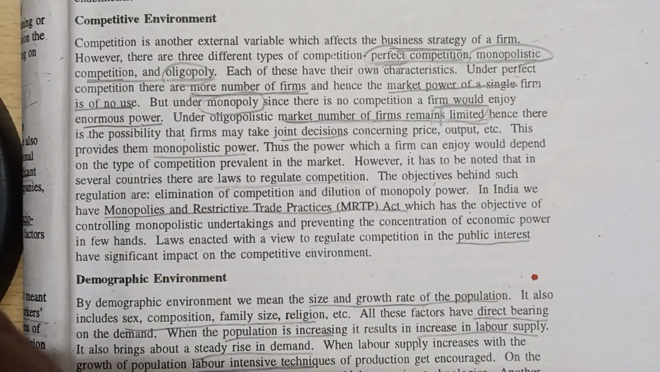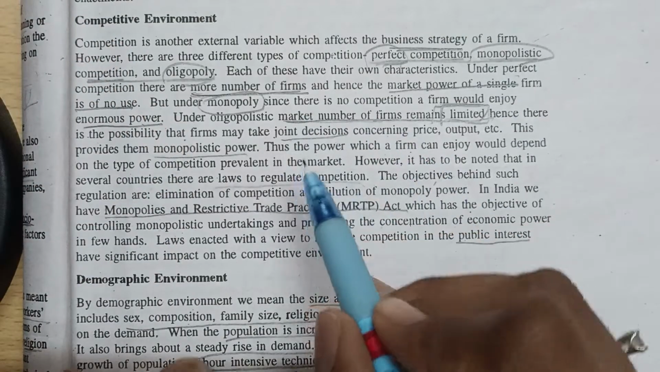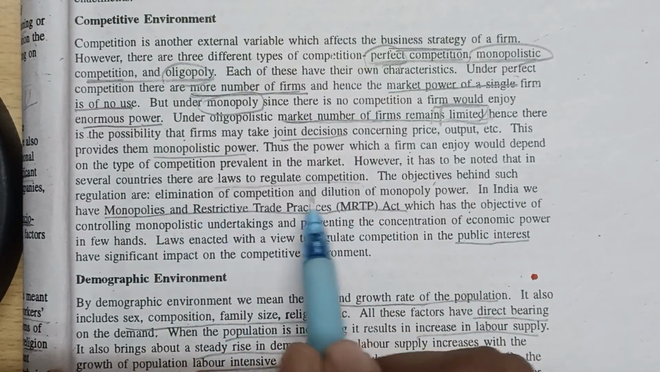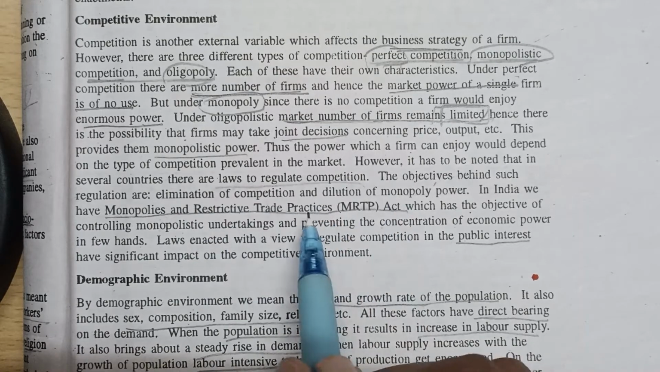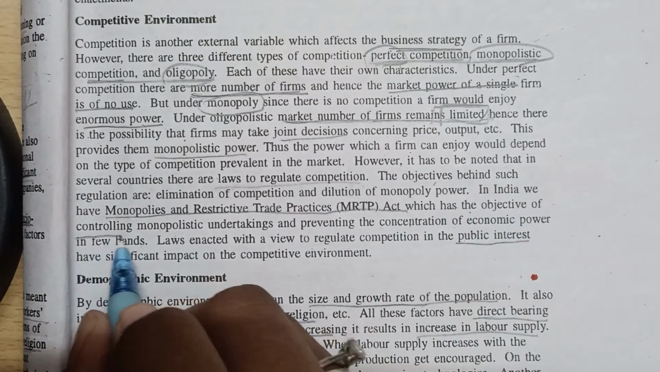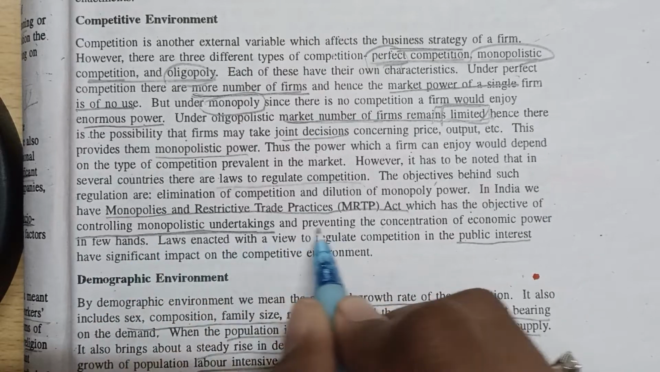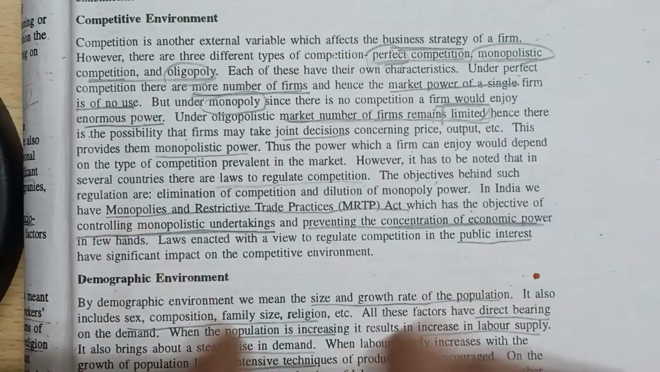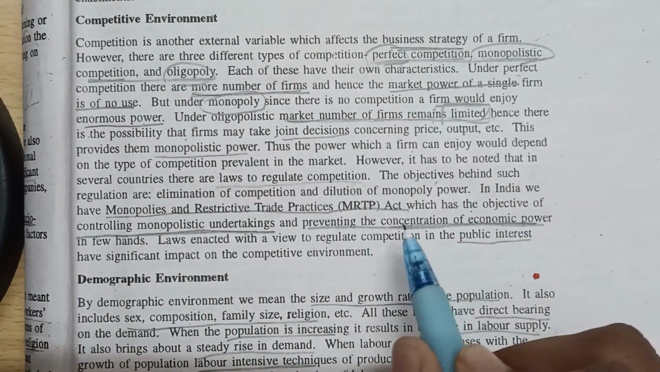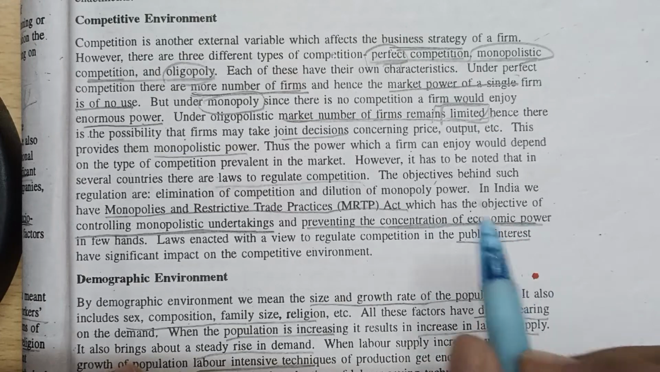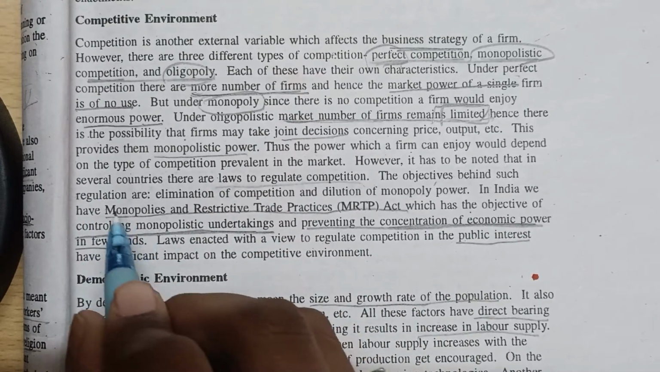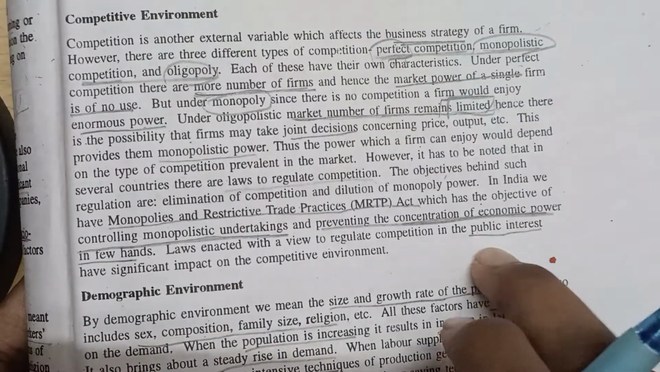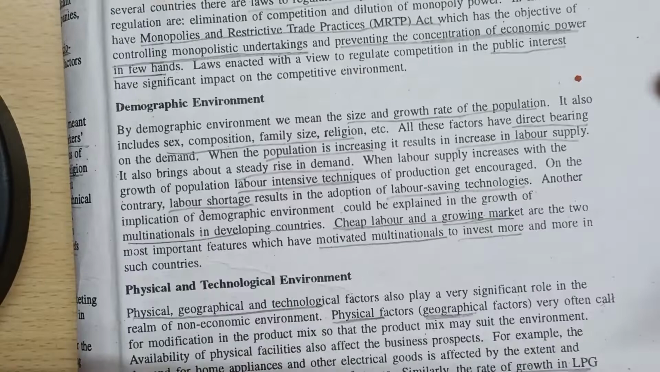To prevent all of this, to prevent the concentration of power, what the government came up with is the Monopolies and Restrictive Trade Practices Act, the MRTP Act, in India. The objective is to control monopolistic undertakings and prevent the concentration of economic power in few hands. It was also taken in the public interest, for the wellness of the people, is what they mean.